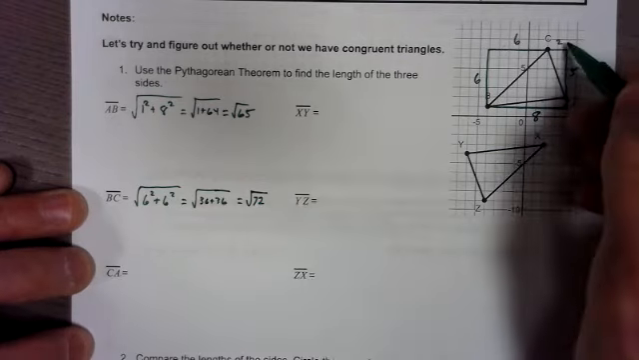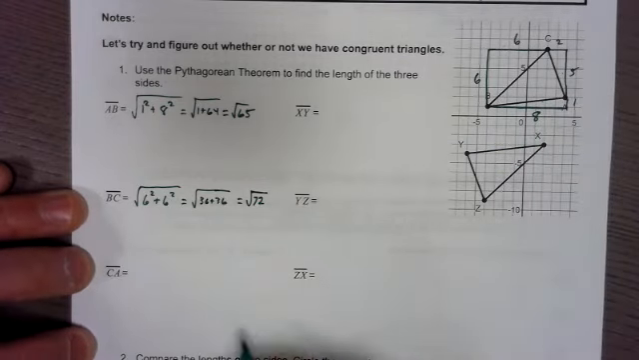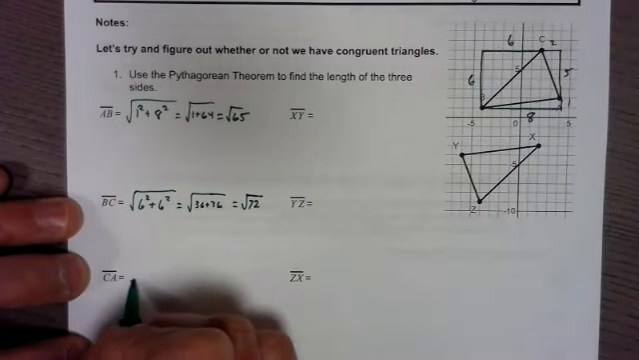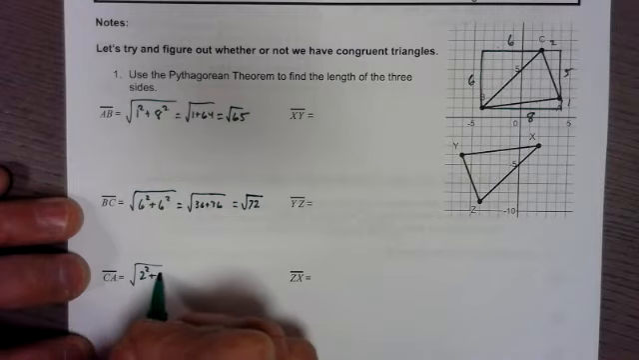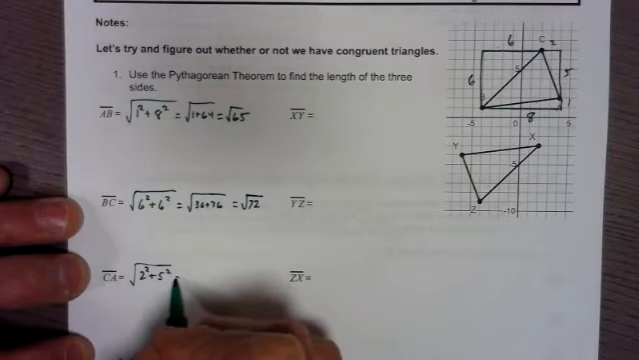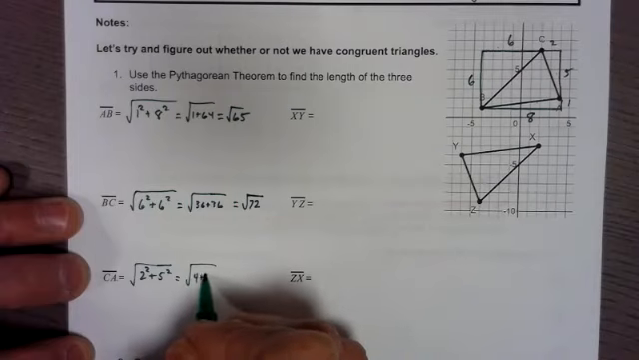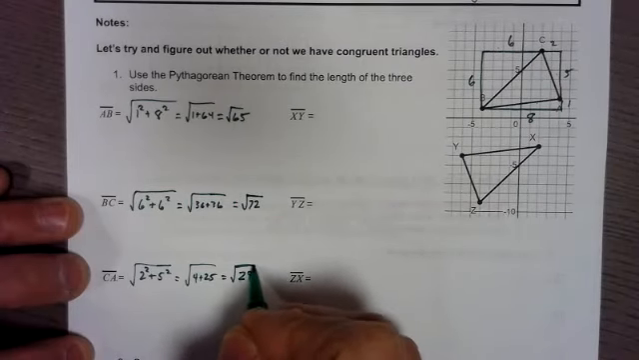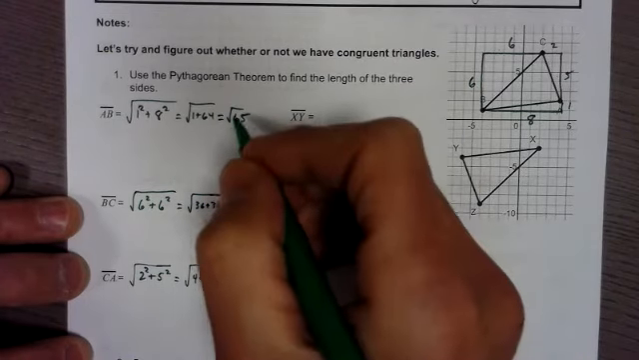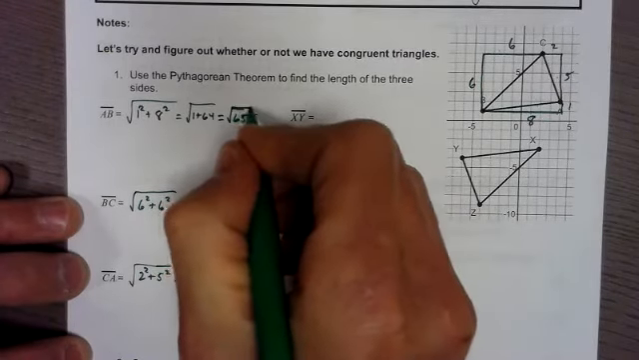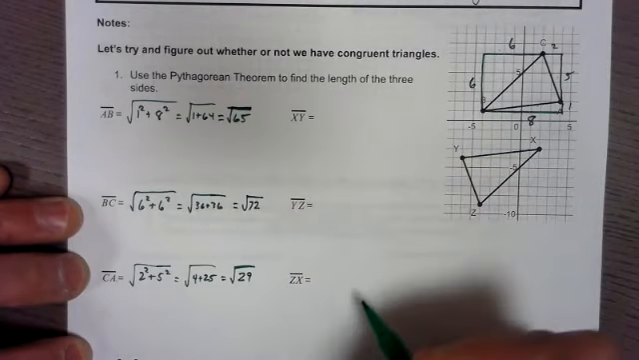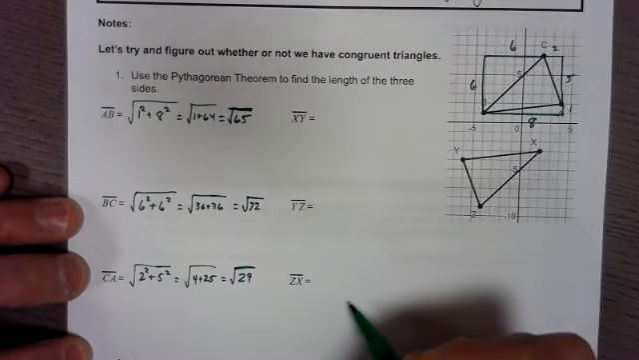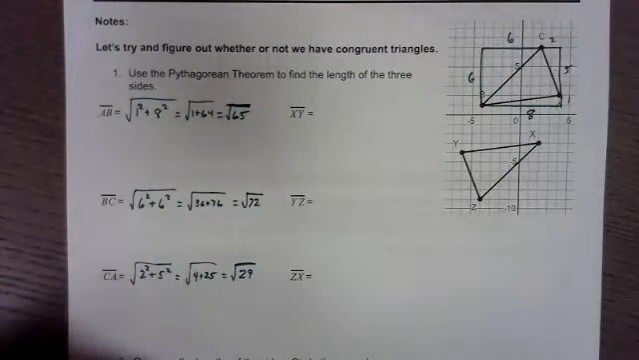And finally, CA is 2 and 5. So that gives me the square root of 2 squared plus 5 squared equals the square root of 4 plus 25, which is equal to the square root of 29. Now remember, these 3 legs, 65, 72, and 29, don't have to equal each other, but they have to match up with 3 legs from this triangle here. So let's go ahead and see if they do that.